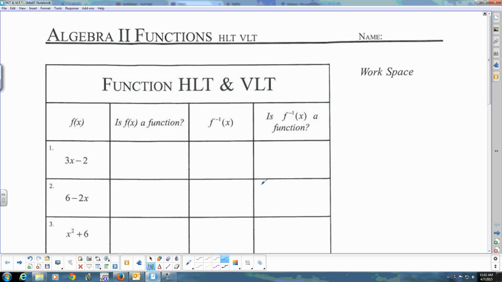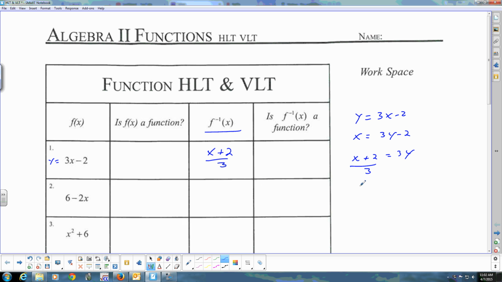The first thing you need to do on your worksheet is go ahead and find the inverses of each of the equations. So if y is equal to 3x minus 2, switch your x and y's as we've been doing, and now solve for y. So you have x plus 2 is equal to 3y, and then divide by 3. So your inverse is x plus 2 over 3.